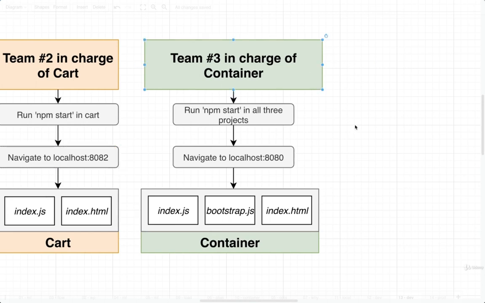Team number three is the only one that's going to have any amount of crossover. So team number three would need to make sure that all three sub-projects are running. They would need to make sure they run npm start inside of cart, products, and container. Then they would navigate to localhost 8080, and they would be making changes only to the container application, just to make sure that they are showing the correct sub-app in the correct part of the screen, make sure that navigation works, and stuff like that. We'll go into more on what the container's goal really is over time. Right now, remember, we're just saying that it's showing the other two applications.